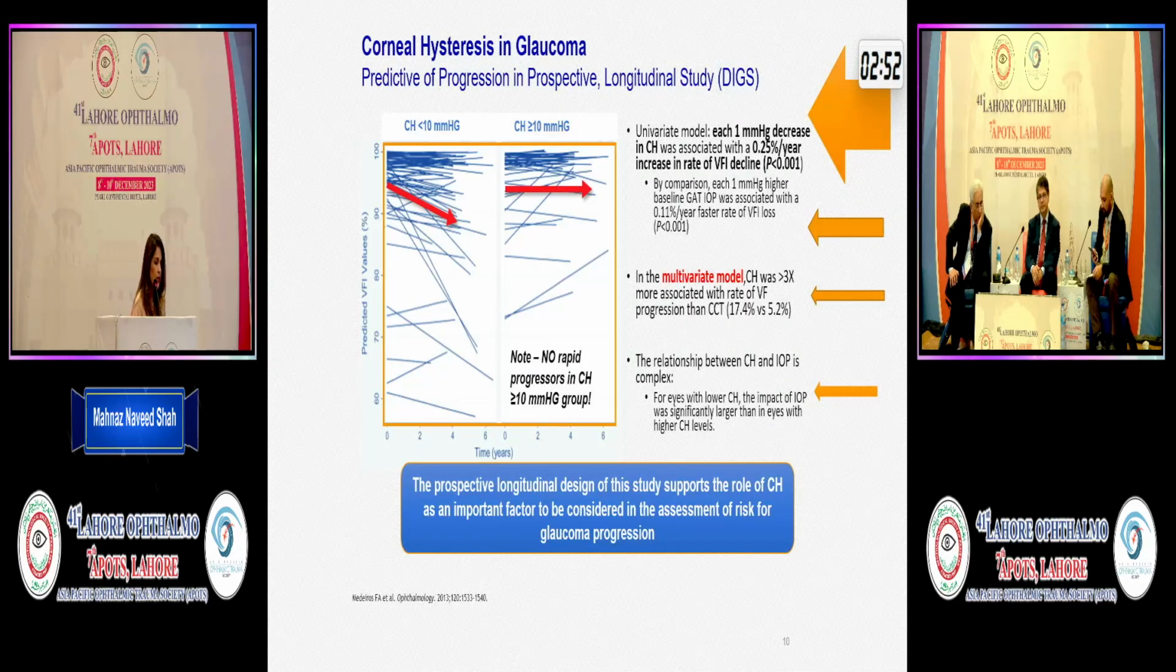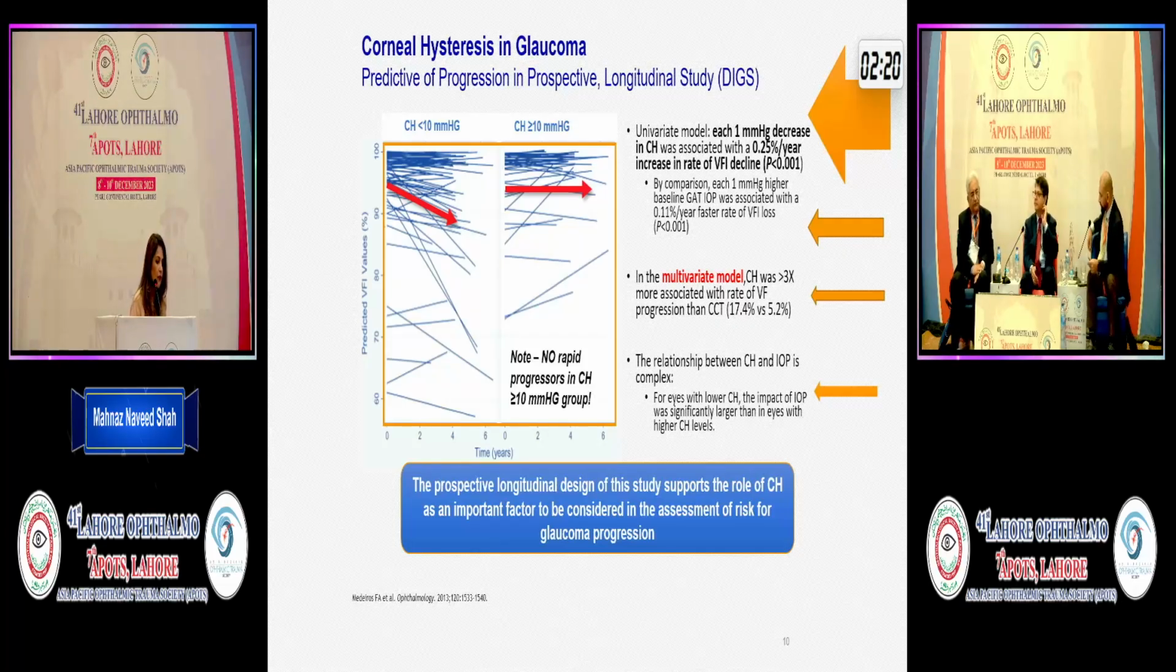This is the Diagnostic Innovations in Glaucoma study, which shows us on the curve, on the graph on the left, that if you have a corneal hysteresis value of less than 10, you have these fast progressors. But if you have a corneal hysteresis value greater than 10, you really don't have these fast progressors. So when you read a corneal hysteresis value and it's 9.5, 8.8, these are really high-risk patients that you need to follow. And interestingly, in this study, this was a multivariate model, and many factors were looked at, and it shows that corneal hysteresis is fairly predictive of progression.